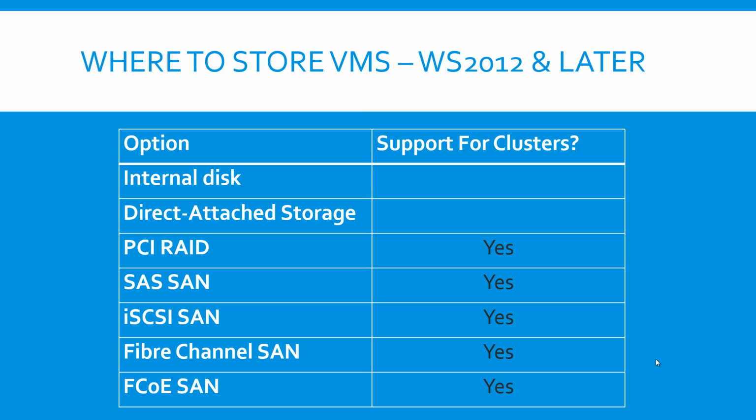Okay, where do you normally want to store your virtual machines? Well, on Windows Server 2012 and later, we have the ability to store virtual machines on internal disk, DAS, which is not supported for clustering. But if we want to have highly available virtual machines, we could store those virtual machines on storage that's connected using PCI RAID, SAS SAN, iSCSI SAN, Fibre Channel SAN, and FCoE SAN. They're all supported for clustering.